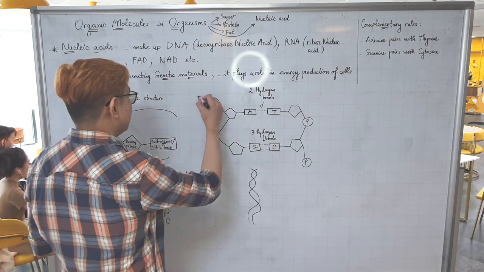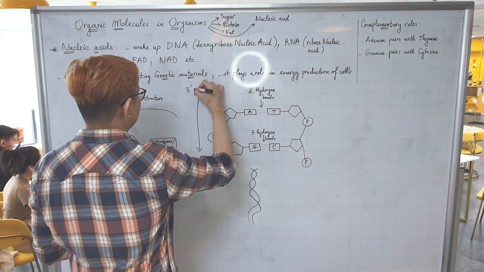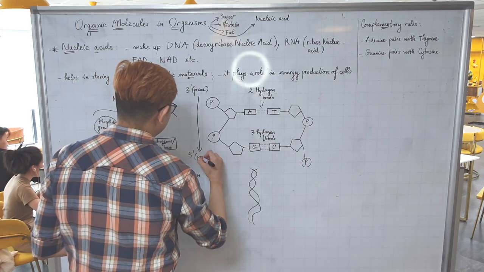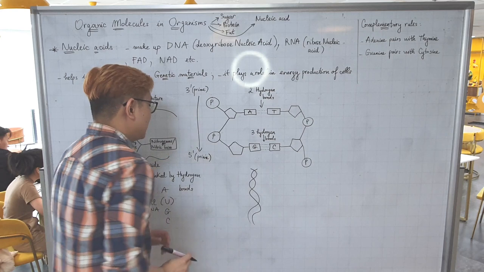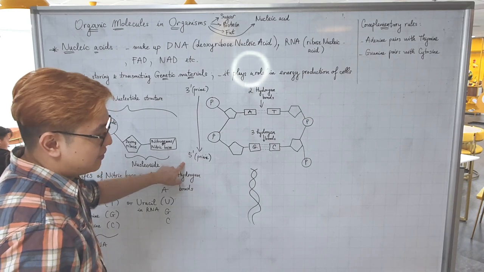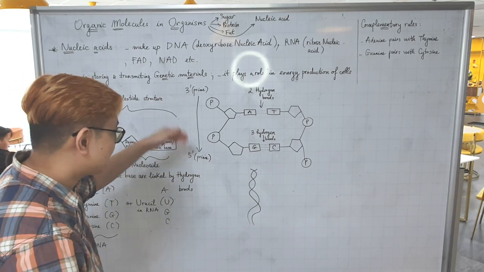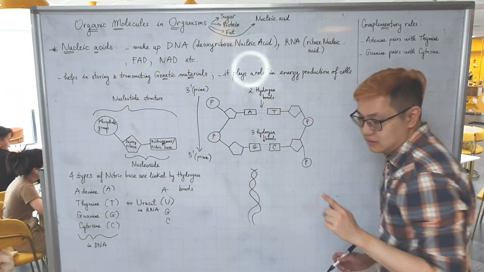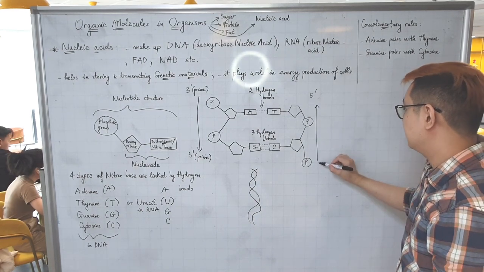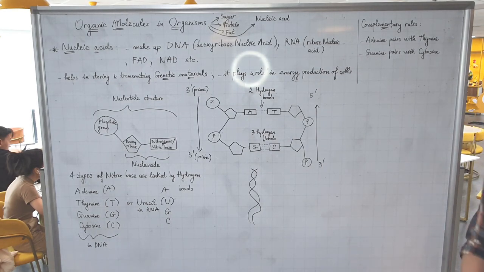One chain starts from 3 prime to 5 prime. Not a prime. So one chain starts from 3 prime to 5 prime direction. Nó phải bắt đầu từ cái hướng là gì? Từ 3 phẩy lên 5 phẩy. 3 prime to 5 prime. But the other chain will be the opposite. So this one will be 5 prime to 3 prime. Hai cái chuỗi này nó phải song song ngược chiều nhau.